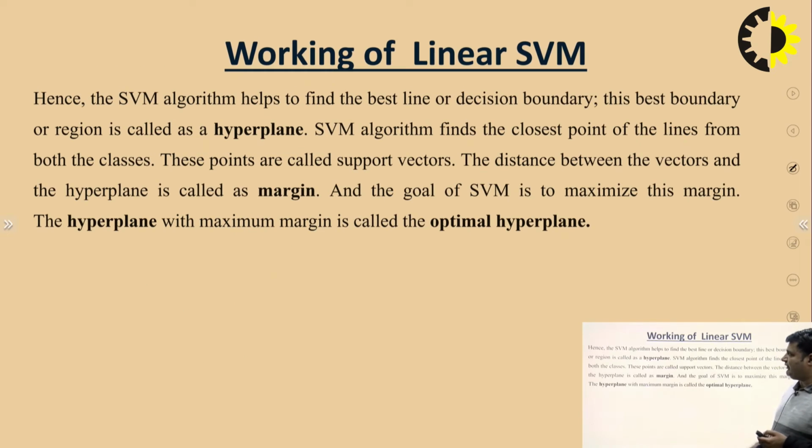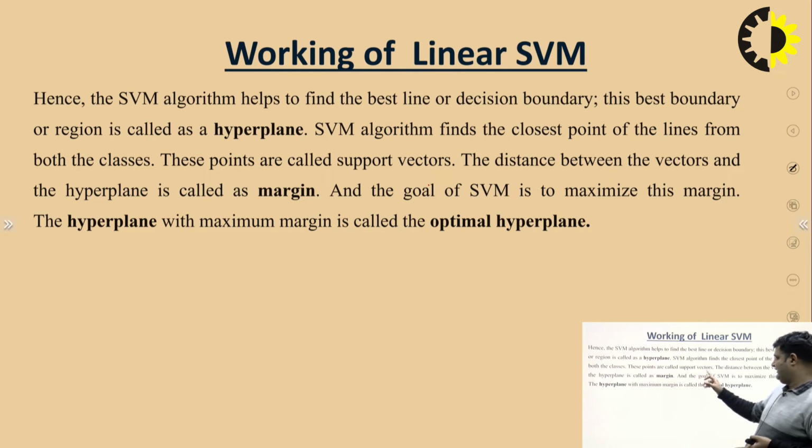For this, as mentioned in the first step of the SVM algorithm, we find the best line or decision boundary line, and the best line is called the hyperplane. The SVM algorithm finds the closest points of the line from both the classes. To decide the best fit line, or the hyperplane, the SVM model uses the closest points of the line from both the classes, and these points are called support vector points.